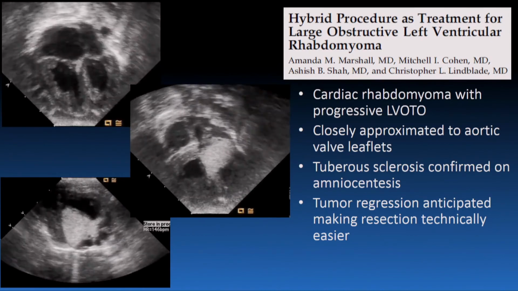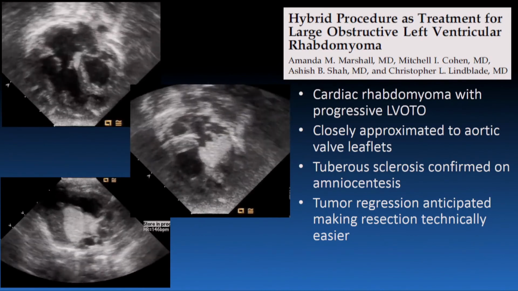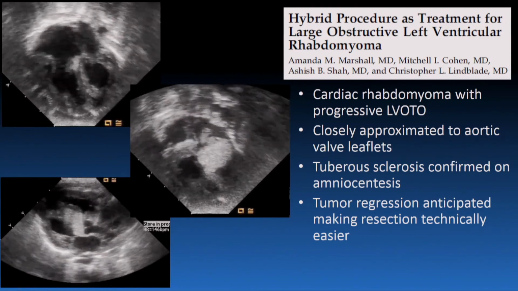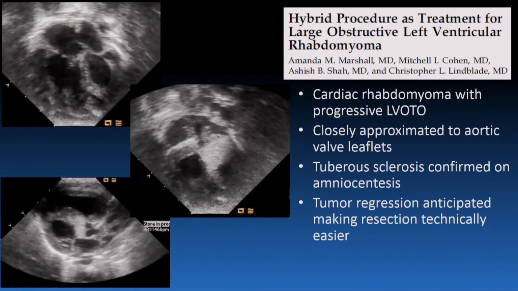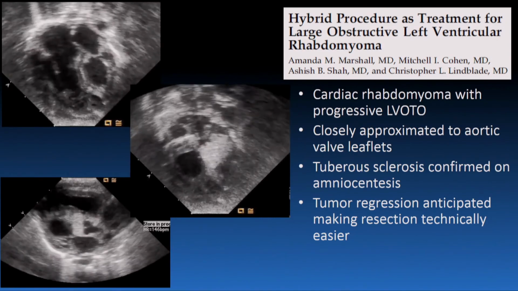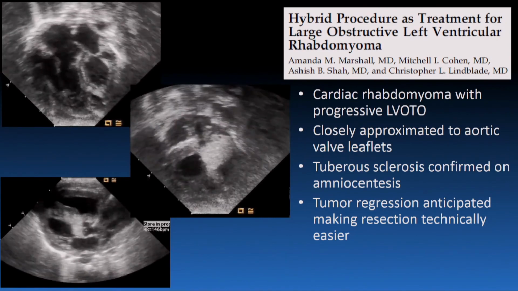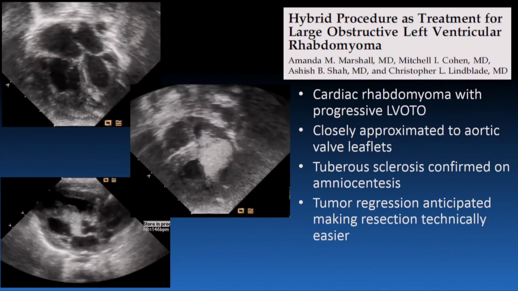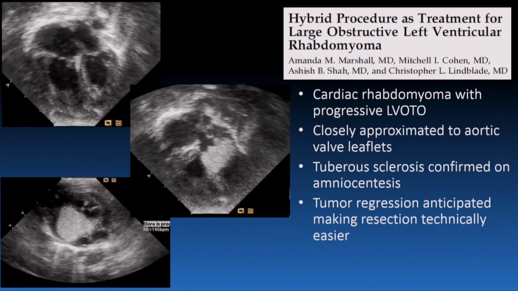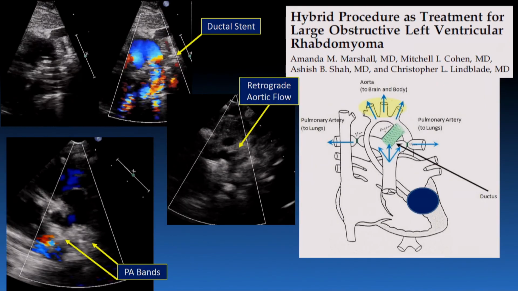consistent with tuberous sclerosis, and we thought we'd take a novel approach in our institution and did a hybrid procedure, thinking that because this cardiac rhabdomyoma was so closely approximated to the aortic valve that it may be difficult to get good tissue planes to resect it at this point, and we would bank on the regression of the tumor. And so we did a hybrid procedure.